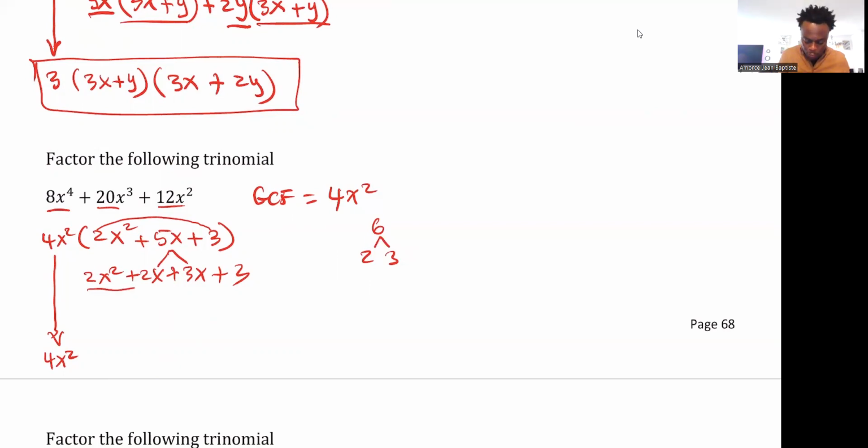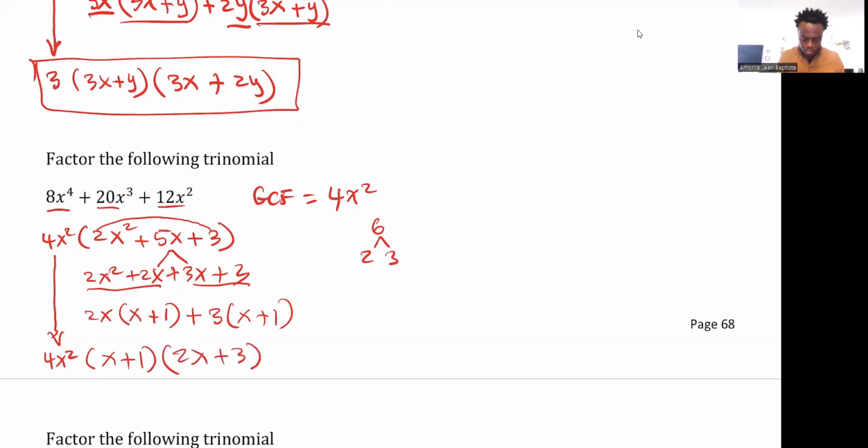And then factor by grouping, first group, second group. GCF of the first group, that's 2x, and factor inside would be x plus 1, plus 3 factored from the second group, x plus 1. X plus 1 repeats, factor it out, x plus 1. And then the coefficient of each group, 2x plus 3. And that is your answer for the factored expression of 8x to the fourth... I mean 20x cubed plus 12x squared.